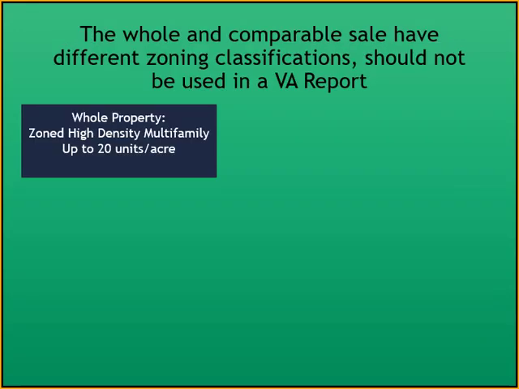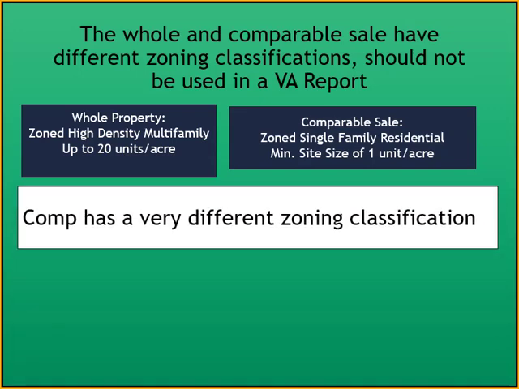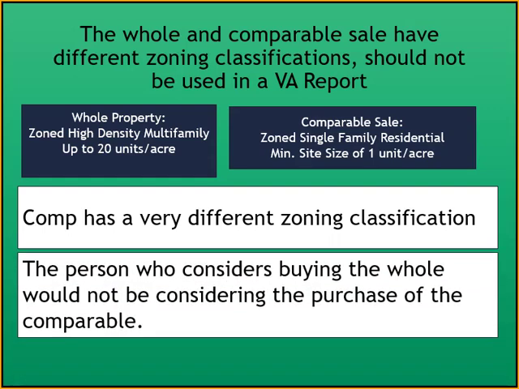All right, the whole and the comparable sales should not have different zoning. They shouldn't be used in the VA report. So for example, the whole property is zoned high density multifamily, up to 20 units an acre. And the comp is zoned single family residential with a minimum site size of 1 acre. Comp has a very different zoning classification. The person who considers buying the whole should not be considering the purchase of the comparable.